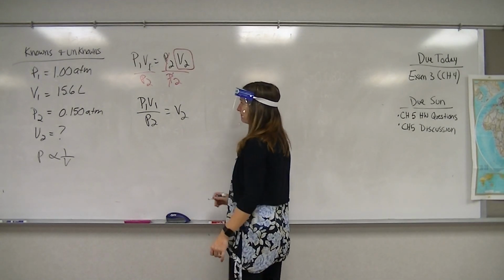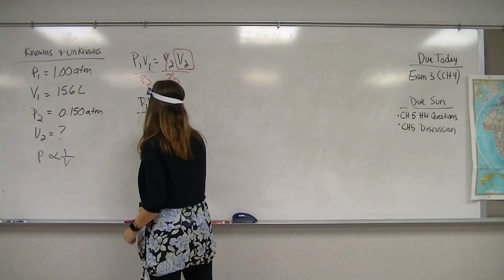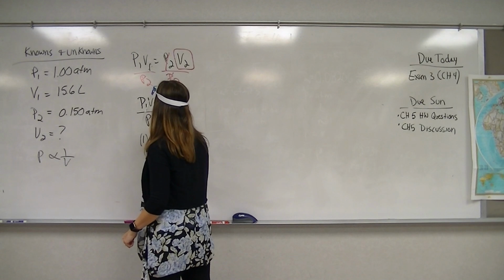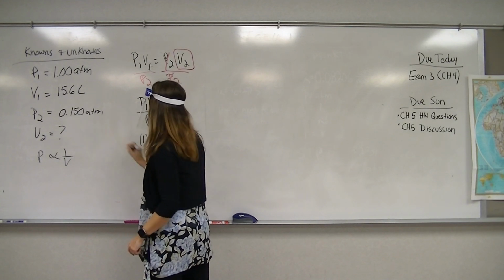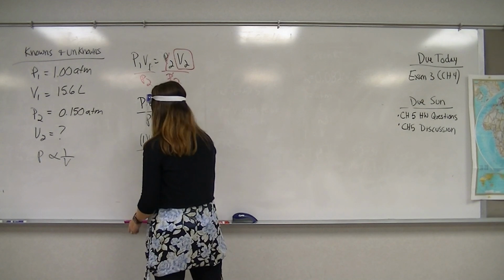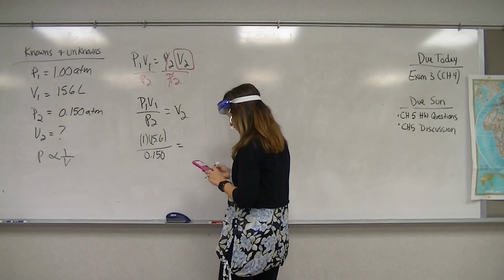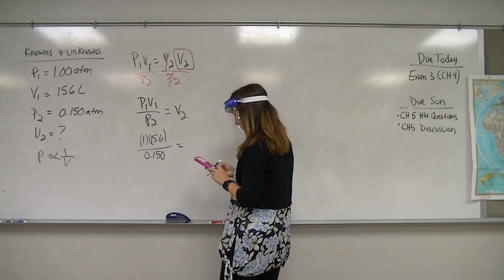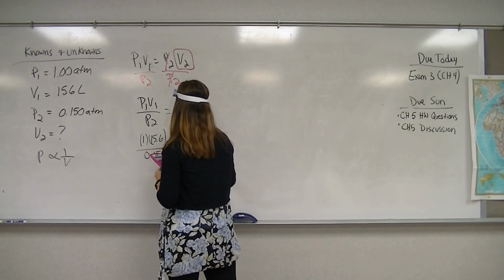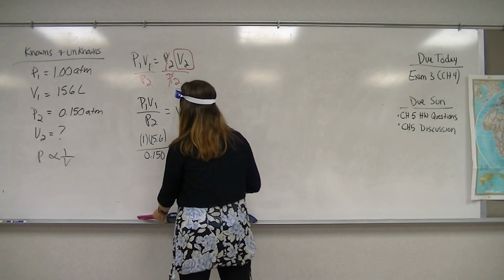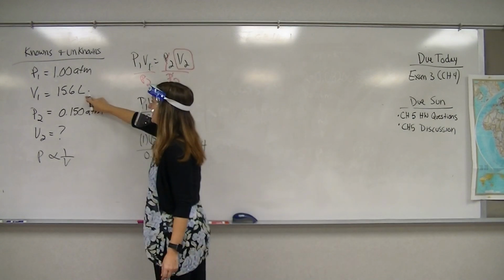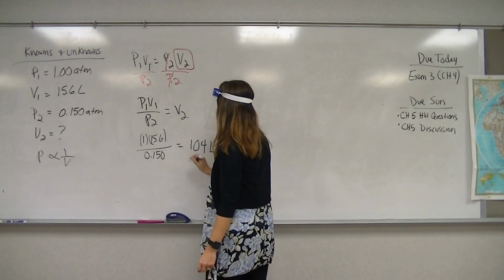So let's plug in. My P1 is 1 ATM. My V1 is 15.6. And then my P2 is 0.150. So we have 15.6 divided by 0.150, which gives 104 units. Okay, so this is my V2. It's a volume. Volume is in liters, so we keep it in liters.